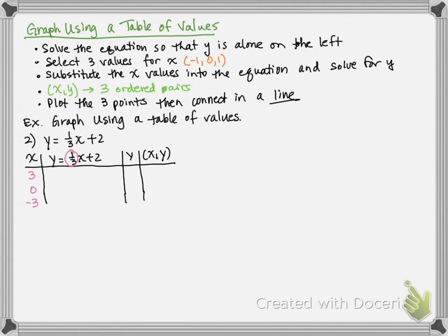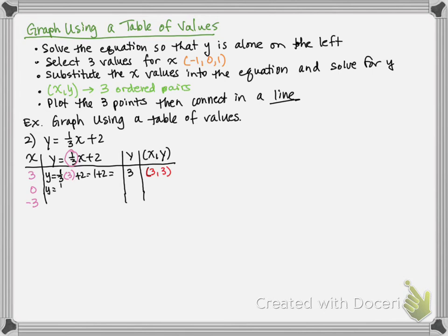Alright, so here we go. Y equals 1/3 times 3 plus 2. So I just do the math. 1/3 times 3 is 1. 1 plus 2 is 3. So my ordered pair that we're going to graph is 3 input, 3 output. Okay? Alright, let's try it again.